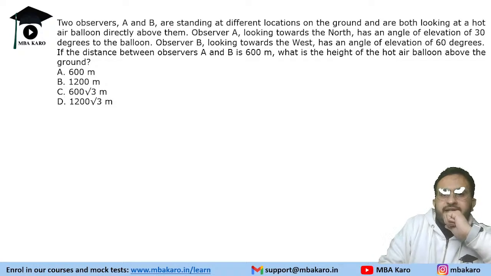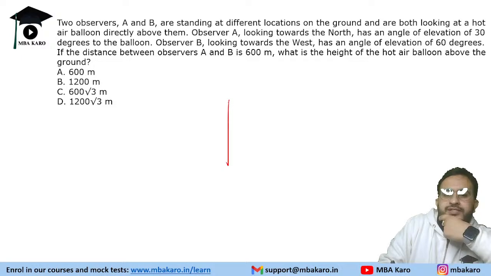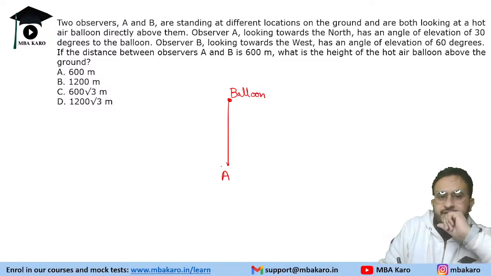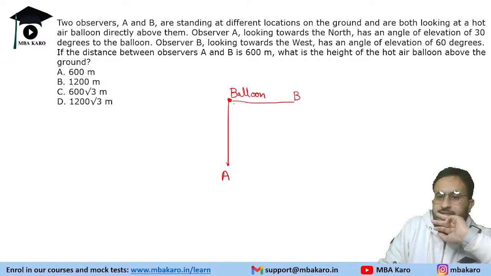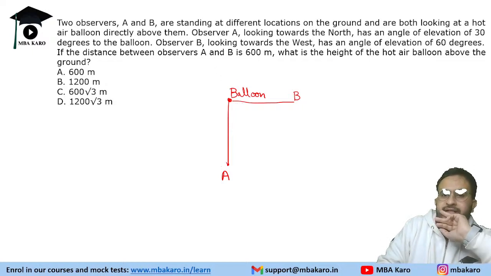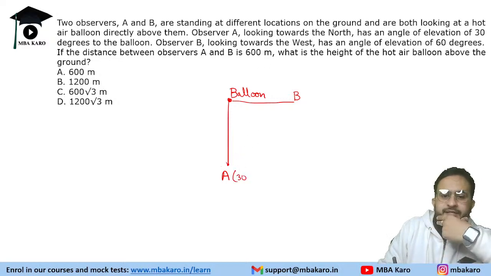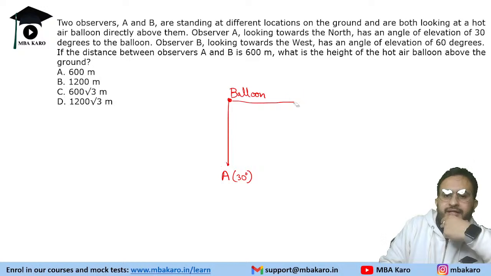So A and B are standing at different locations, and observer A is looking towards the north. So this is the balloon, okay, and this is observer A looking towards north. So observer A is at this point, and observer B is looking towards the west. So this is B. He is looking towards the west, right? And observer A is looking at an angle of 30 degrees and observer B is looking at an angle of 60 degrees. So obviously B will be closer.